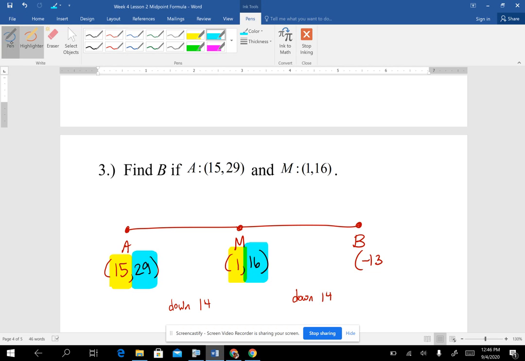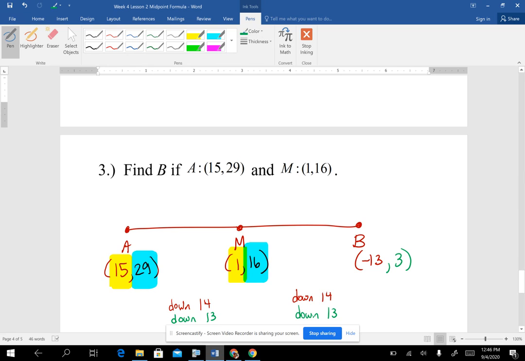Then I do the same thing for the Y coordinates. So to get from 29 to 16, you go down 13. So then I'm going to go down 13 again. 16 minus 13 is 3.